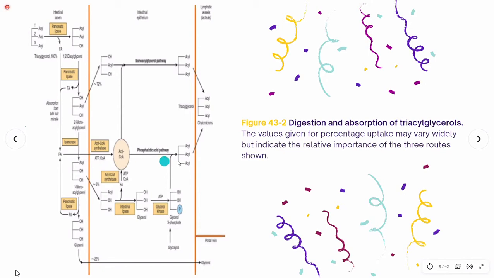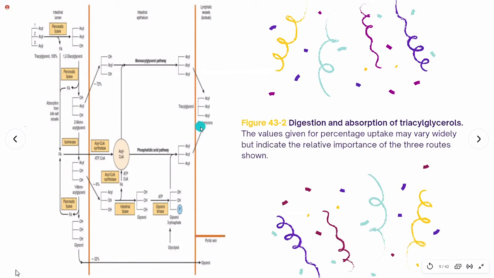Now, once they are reformed back to triacyl glycerol, they can come out on the other side, because you have here lymphatic vessels. Now, since this is insoluble in water, and lymph is an aqueous solution, they cannot go directly to the lymph. They have to be packaged. And the packaging here is known as a lipoprotein.